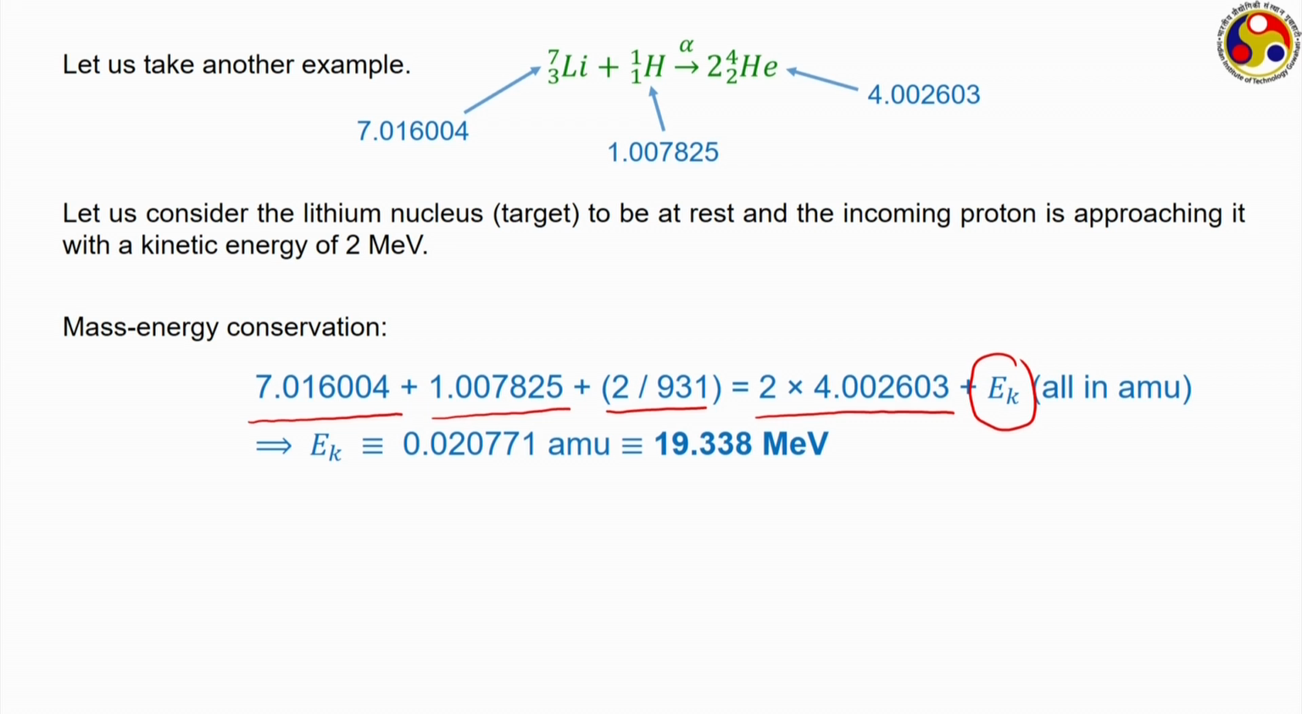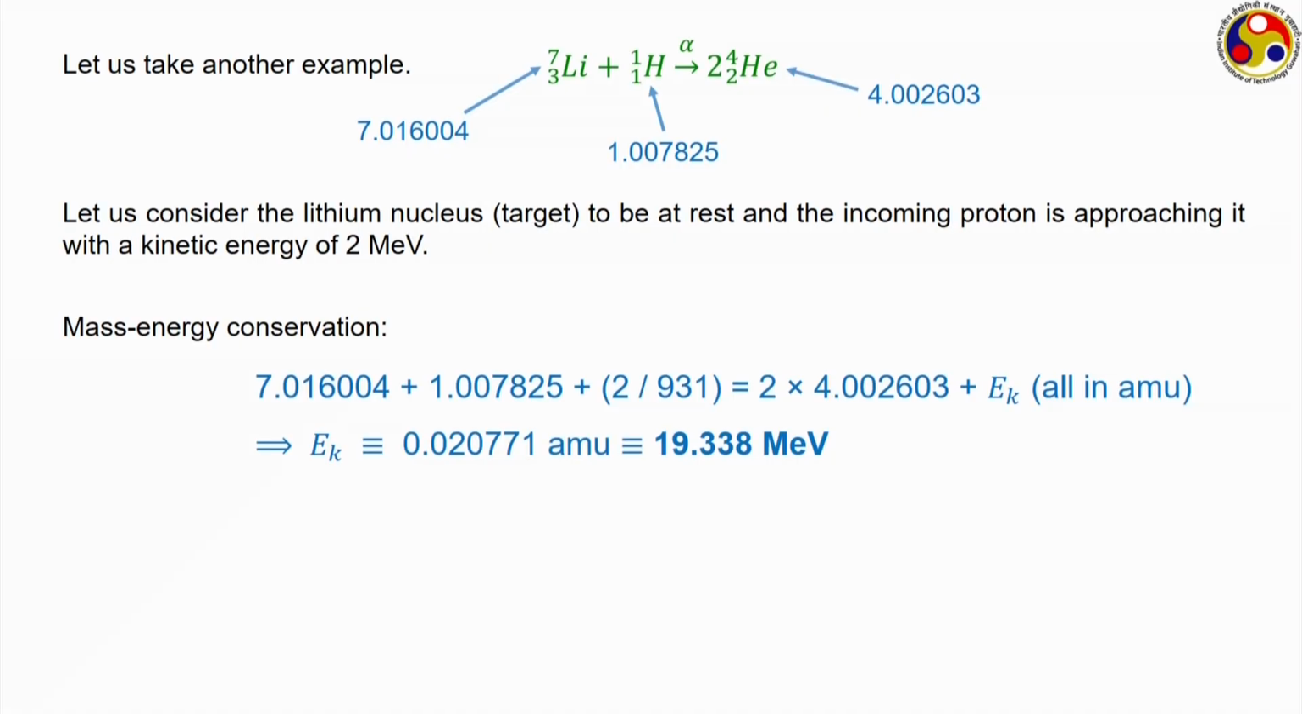So, by doing the calculation, we can find that the corresponding amount of kinetic energy of the product is equivalent to 0.020771 AMU, which is actually 19.3 MeV. So, this way we can perform a mass energy balance, either in terms of mass or in terms of energy. Generally, it is convenient to use mass, because all the isotopes involved in a reaction, most of them will have some kind of rest mass, but you can also do all this calculation in terms of energies.